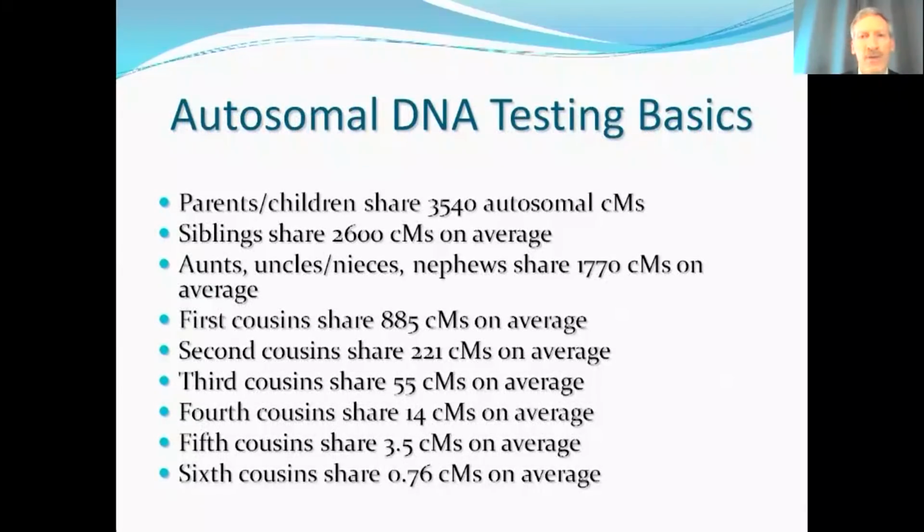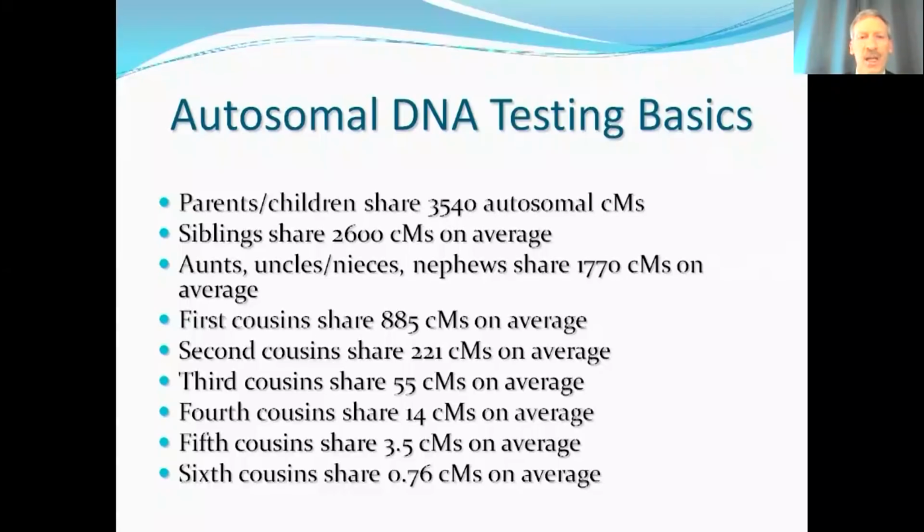Here's some additional basics in centimorgans. So if we assume that there are 7,000 autosomal centimorgans, then parents and children are going to share about 3,500 centimorgans on average. Siblings are sharing about 2,600 centimorgans on average, of which some of that is half identical and some of that is fully identical. First cousins are sharing about 885 or so centimorgans. Fourth cousins are sharing only about 14 centimorgans on average.